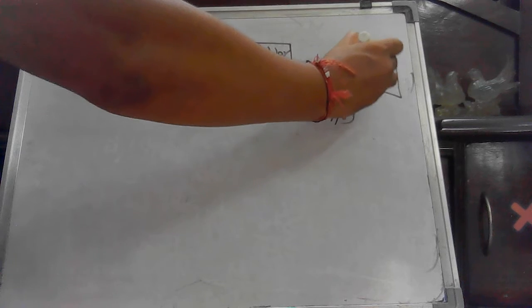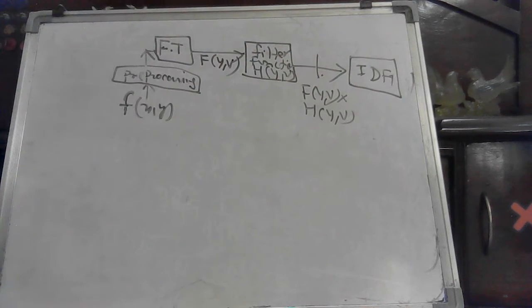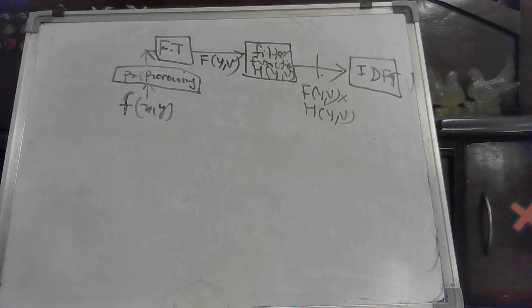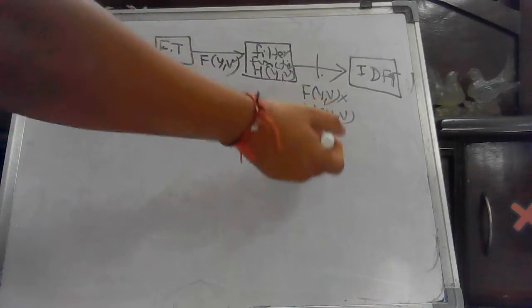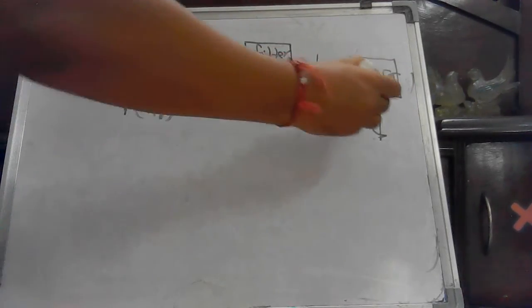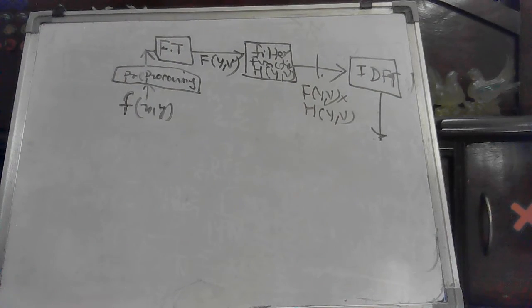On that enhanced signal, what do you have to do now? You have to apply the inverse DFT, the inverse discrete Fourier transform. Why inverse DFT? As I have told you, your signal is still in the frequency domain, and you have to convert it back into the spatial domain. So after the IDFT, your signal output will be in the spatial domain.